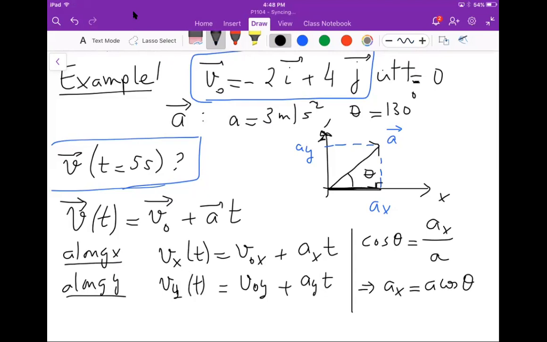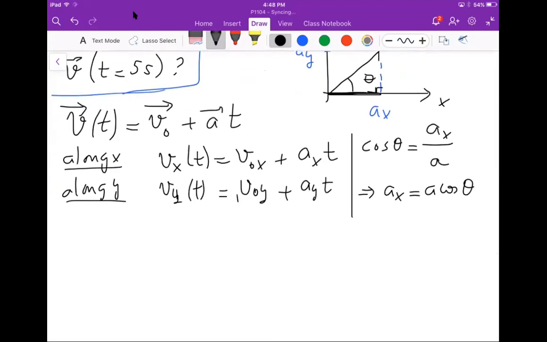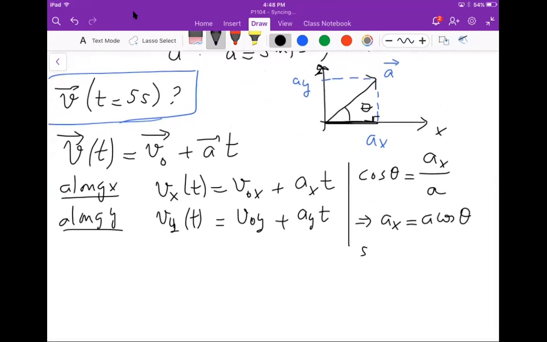And in the same way, we can also deduce that if you write down sine theta, you see here, sine theta is the opposite divided by the hypotenuse. So it is Ay divided by A. And so from here, we can deduce that Ay is equal to A sine theta. Okay? So all we have to do now is to deduce Vx as a function of time and Vy as a function of time.